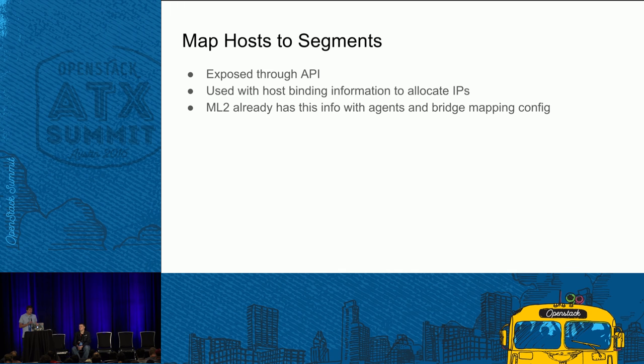With ML2, we kind of get this for free because Kevin showed you the bridge mappings that you configure the agent with. We can use those bridge mappings, which map the agents to a physnet, to derive a host to segment mapping. So with ML2 and agent-based operation, all we need is a piece of code to receive those bridge mappings, derive the host to segment mapping, and store that in a new table for mapping hosts to segments. And this mapping will be exposed through the API, somehow associated to segments. I haven't figured out exactly how that's going to work, but an admin will be able to see the hosts that are mapped to any given segment within a network.